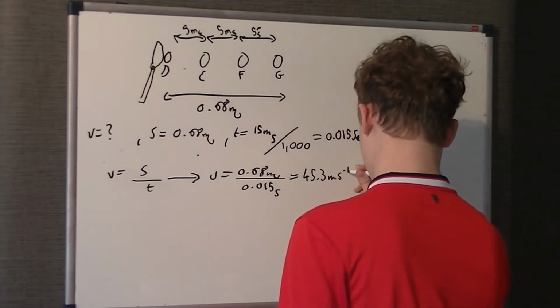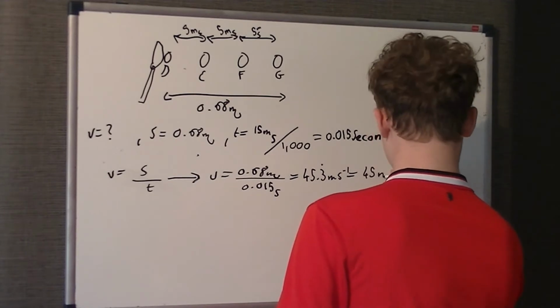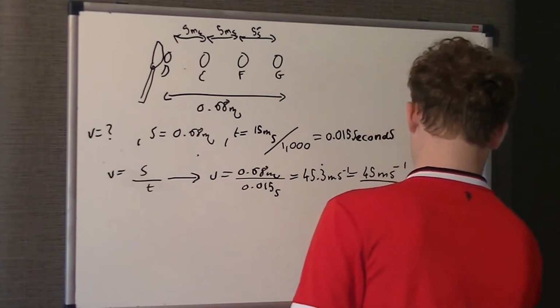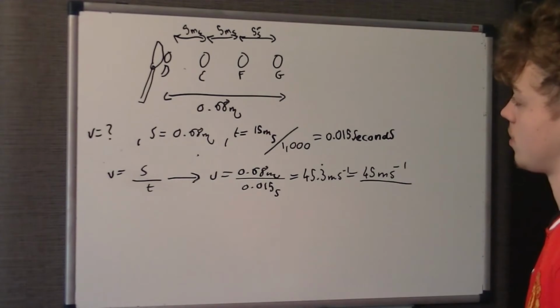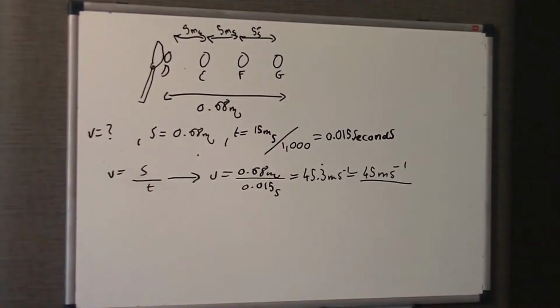That's 45.3 recurring, which is just equal to 45 metres per second really, because we don't care about the 0.333 metres per second. Hopefully you've got that.